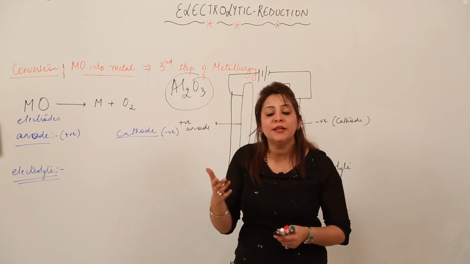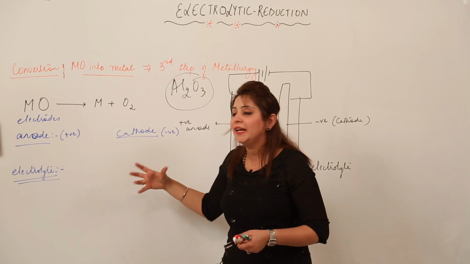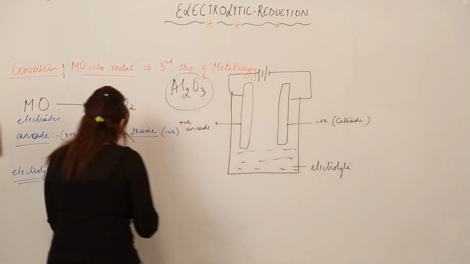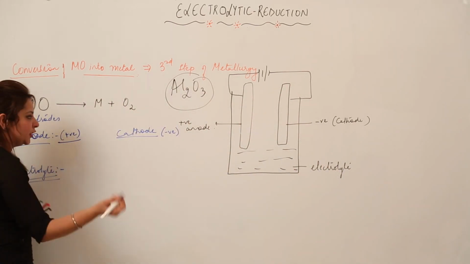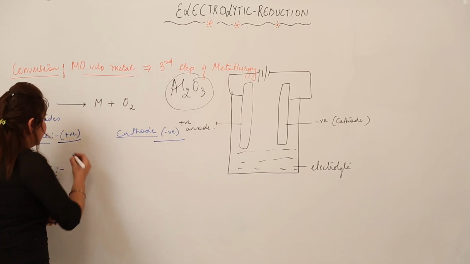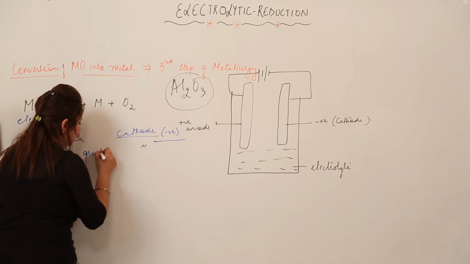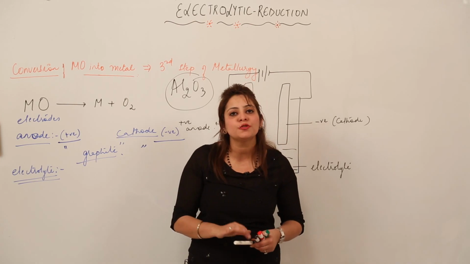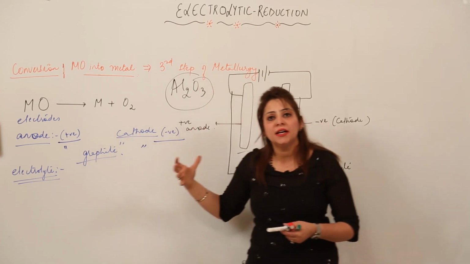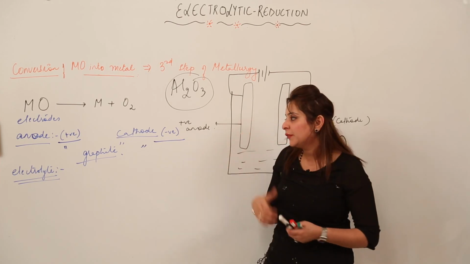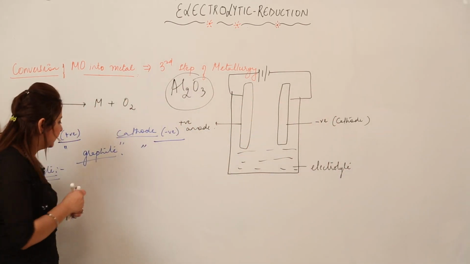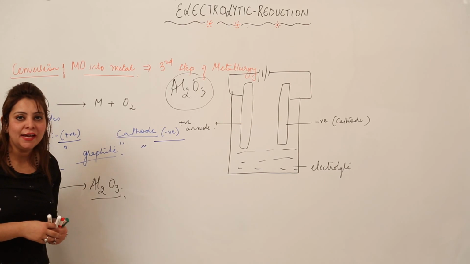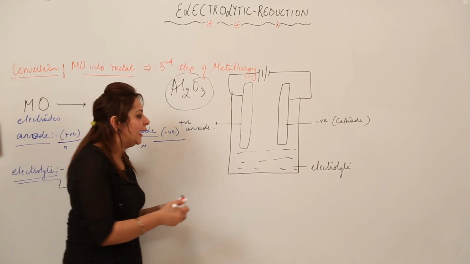So what are we going to take as the anode, cathode, which material will we be using, which electrolyte we will be using, or what else we are going to add into the electrolyte, just look at the board. Anode is again a positive terminal, cathode is again a negative terminal. They are made up of graphite. As you know, graphite is an allotropic form of carbon and it is best suited to make electrodes. That is why graphite is taken as the electrode material. Then what electrolyte will we be taking? The electrolyte will be aluminium oxide.